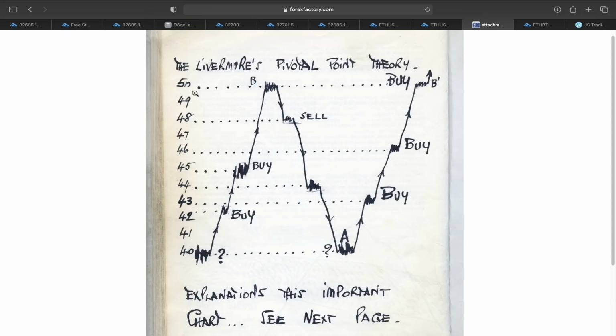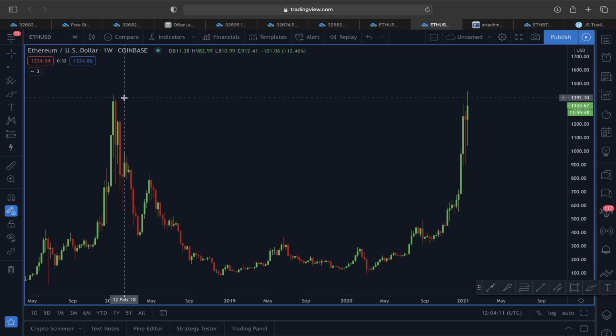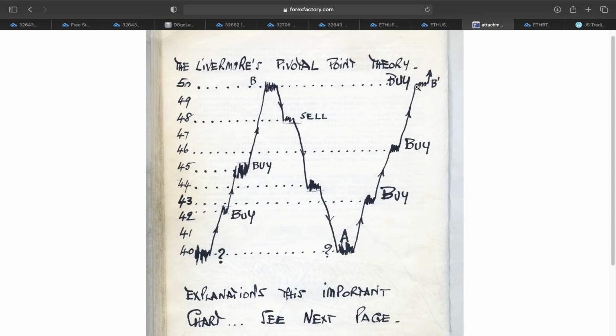Because if you look at Livermore's pivotal point theory, guys, according to him, breaking the previous temporary resistance line is a buy signal. And right now what we are witnessing is that we are approaching the previous temporary line. So if we are able to find proper support above this 1410, 1420 price level, this could be another buy opportunity for Ether in a bigger time frame, because according to him, that would be a very nice movement in an upper direction.